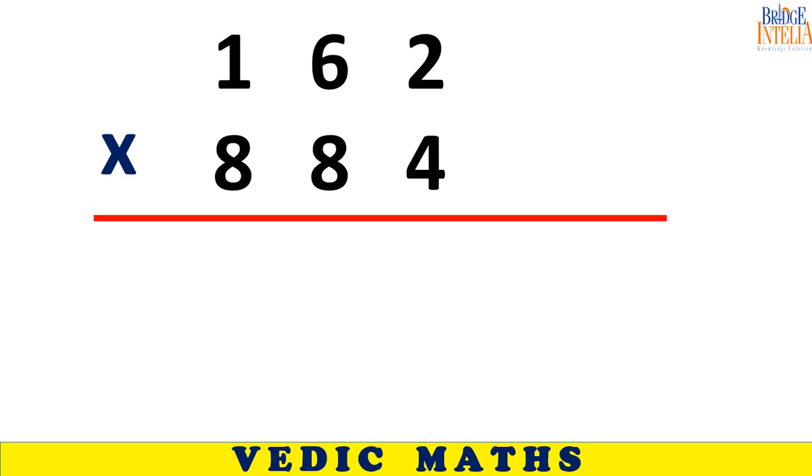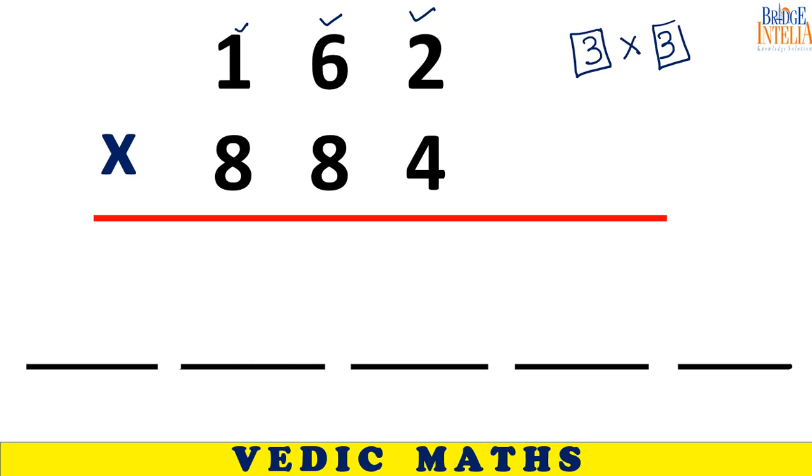Let's take the first example. Here we are given a 3-digit number and we have to multiply it with another 3-digit number. So this is a case of 3 into 3 multiplication. 3 means 3 digits: 1, 2, 3. So 3 digits in the first number, 3 digits in the second number. Our job is to find a shortcut. Now what is that shortcut? The shortcut is that you have to fill these 5 blank spaces. There are 5 blank spaces.